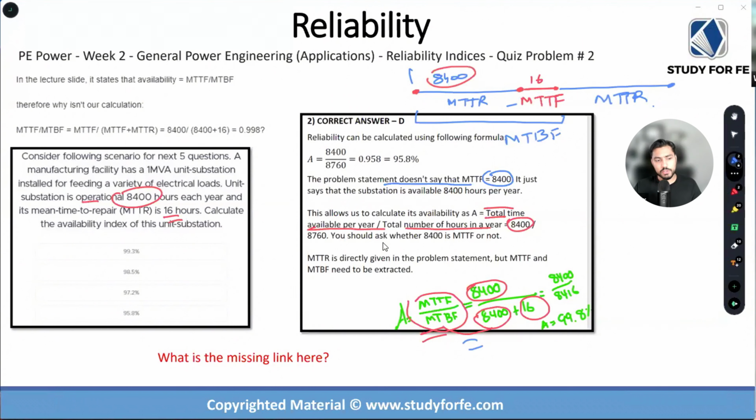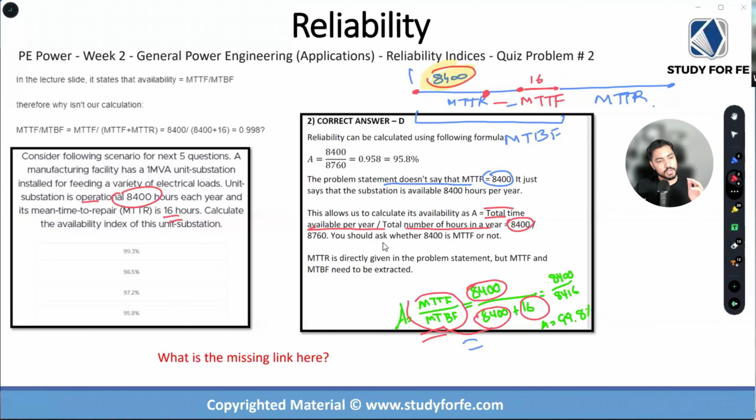Now, the problem statement is not like that. What is the problem statement telling you? The problem statement is just saying that it is available 8,400 hours a year, correct? Now, it does not mean that it has failed for the remaining time. It is just not available. Is it making sense, guys?